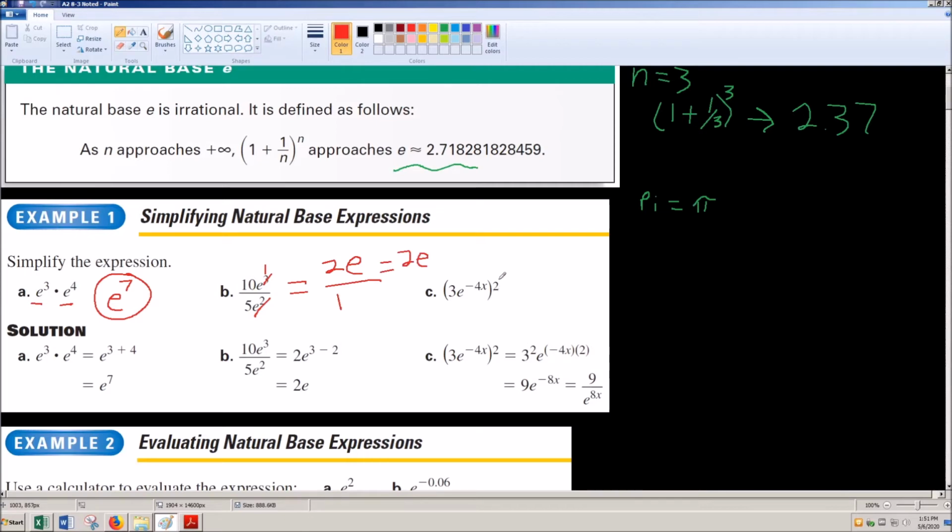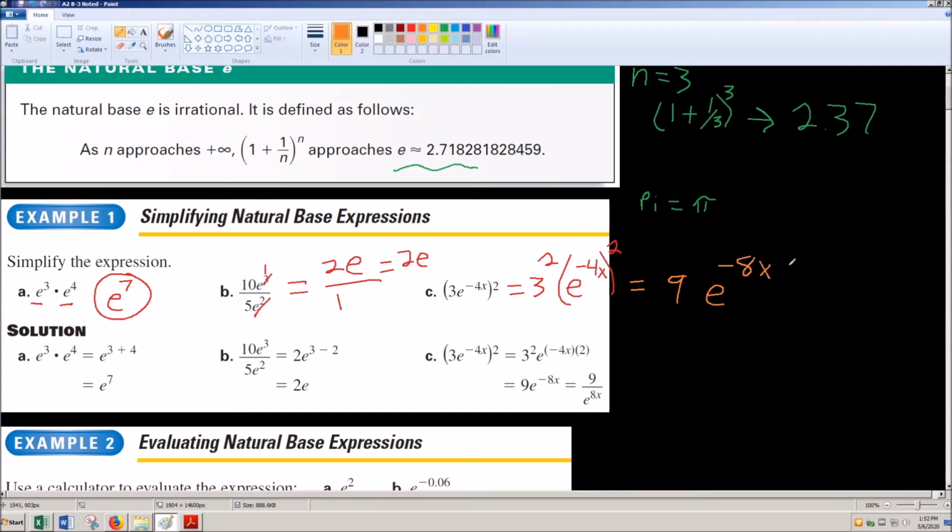For the last one here, I have a thing raised to an exponent. When I have it raised to an exponent, I want to make sure that each of the pieces gets the exponent. So here I'm going to have 3 squared times e to the negative 4x, all squared. I write it like this because I have an exponent raised to an exponent, and I want to do that correctly without leaving off the fact that we also have to square our 3 value. So this equals 9 times e, and now an exponent raised to an exponent means I multiply them, giving e to the negative 8x.